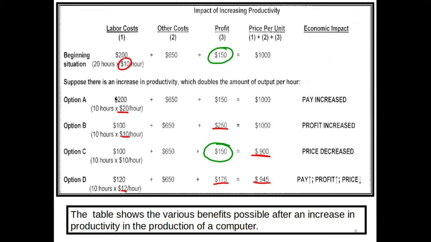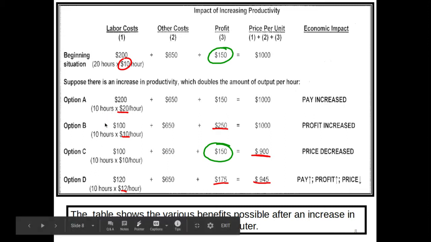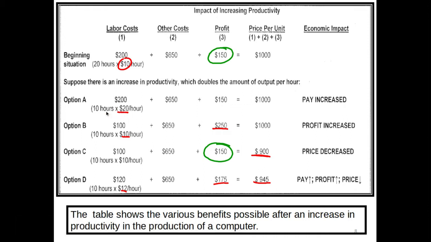So now I could pay my workers double because now we only need 10 hours to produce what we were producing before. $20 an hour times 10 hours, it stays at 200. $650 here, still $150 profit. Boom, $1,000. Option B, I can keep worker hours the same. I can pay them the same. Now I could increase my profit by $100. Still get that $1,000 price.